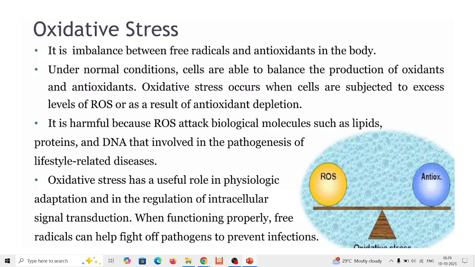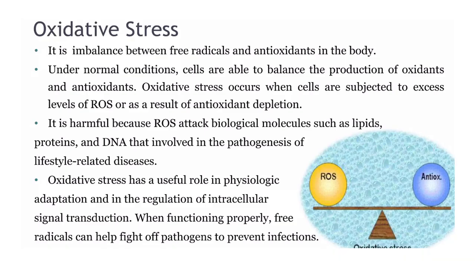So oxidative stress is an imbalance between the free radicals and antioxidants in the body. Under normal conditions, the cells are able to balance the production of the oxidants and antioxidants, and then oxidative stress occurs when cells are subjected to excess levels of ROS or as a result of antioxidant depletion. Now, it is harmful because ROS attack biological molecules such as lipids, proteins, and DNA that are involved in the pathogenesis of lifestyle related diseases.